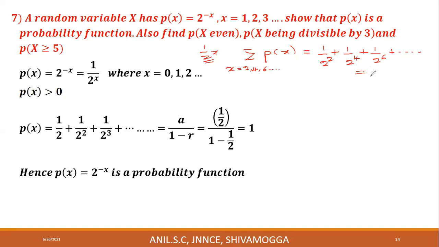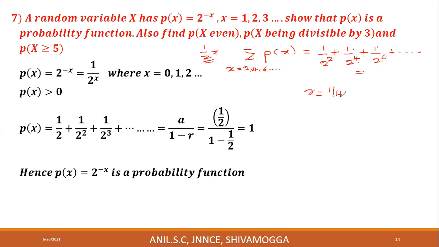Clearly, this is a geometric progression whose common ratio is any term divided by its previous term. See, 1 by 2 power 4 divided by 1 by 2 square is 1 by 2 square, that's 1 by 4. 1 by 2 power 6 divided by 1 by 2 power 4 is 1 by 2 square, it's again 1 by 4. Any term divided by its previous term is a constant.